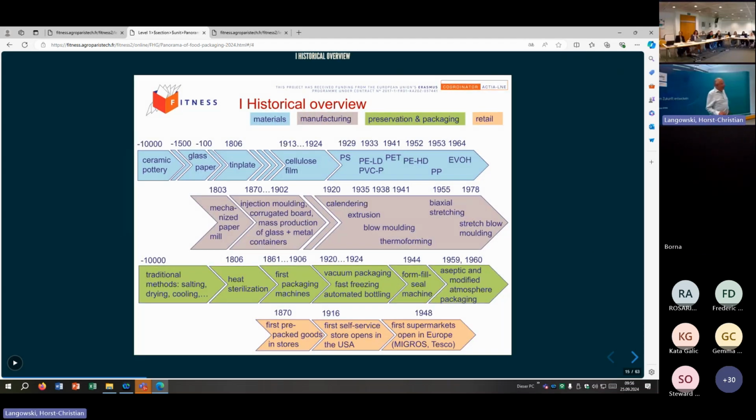All right, so this is, let's say briefly, the history of packaging. I have, let's say, four timelines. One is the timeline for the materials, the packaging materials. One is the timeline for packaging manufacturing. One is the packaging technology itself, preservation and packaging. And the last one is the retail, the development in retail. I won't tell you everything on this slide, because this would prolong my presentation a bit too much.